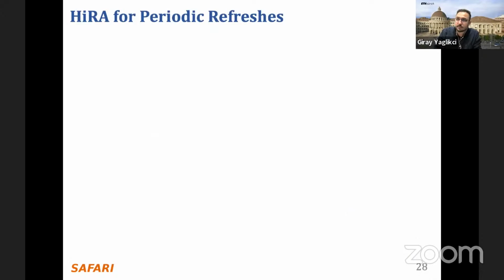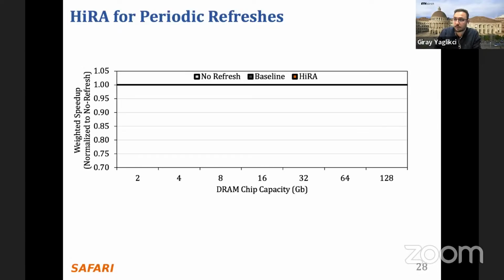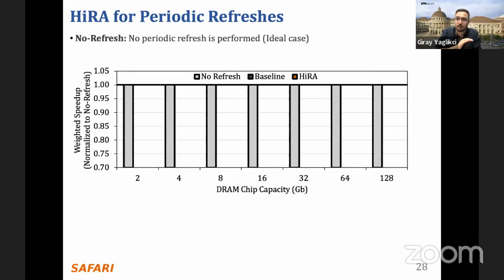These are the results for when we use HiRA for periodic refreshes. On the x-axis, you see the DRAM chip capacity, and on the y-axis, you see the system performance in terms of the metric weighted speedup. We report these performance results normalized to no refresh. So in the baseline, we do not perform any refresh operation, so the refresh overhead is 0.